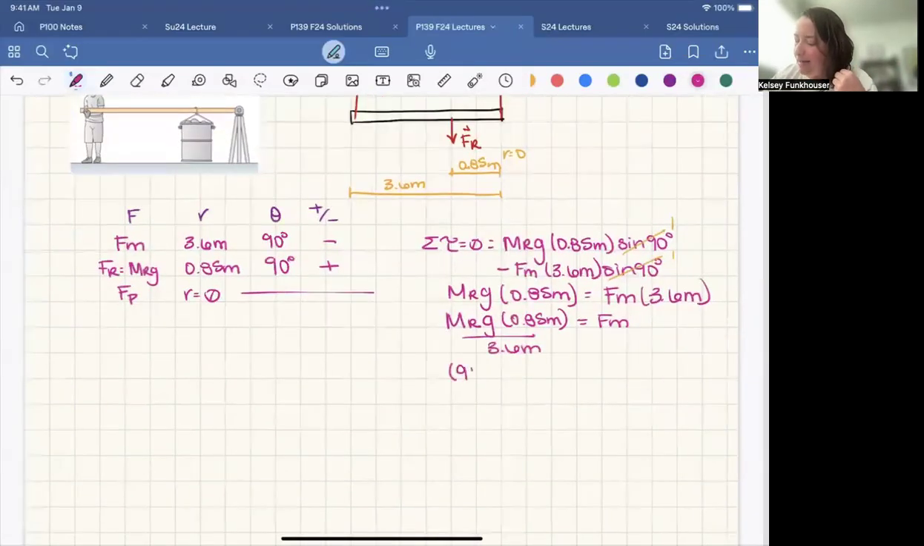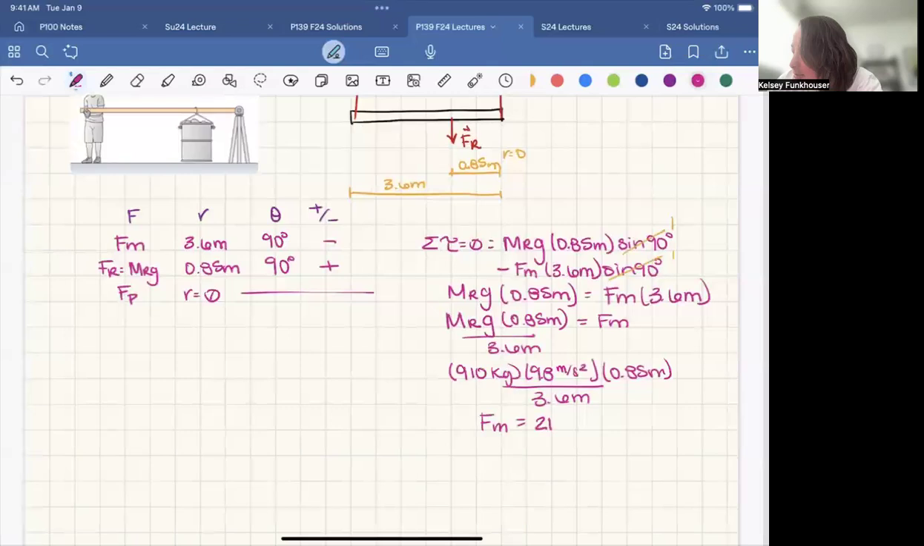So the rocks are 910 kilograms times 9.8 meters per second squared, times 0.85 meters divided by 3.6 meters. So the force the man applies is about 2,100 newtons, but I'm gonna write the whole thing, 2,106. But again, you can round a little bit. Cool. So that's the force the man applies, but then we also want to know what force the pivot applies.